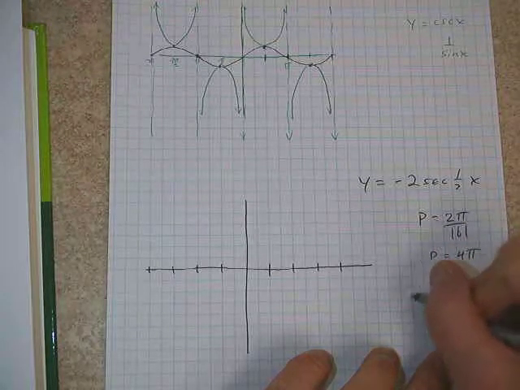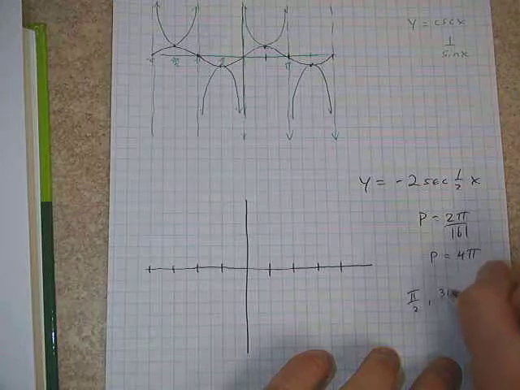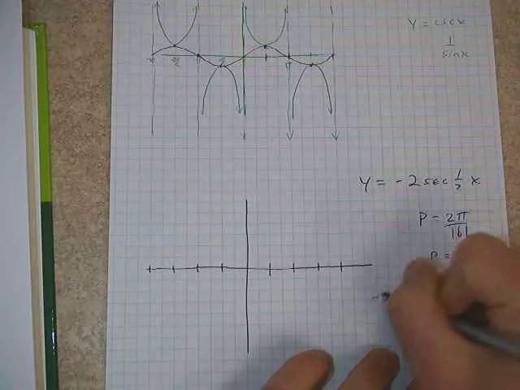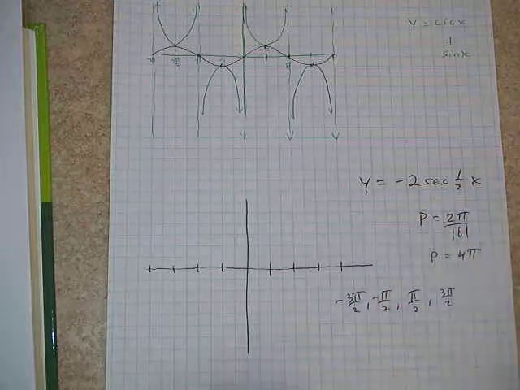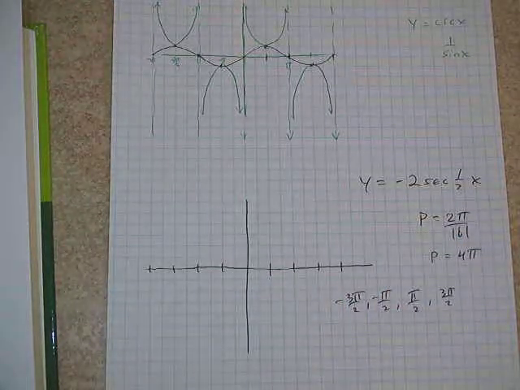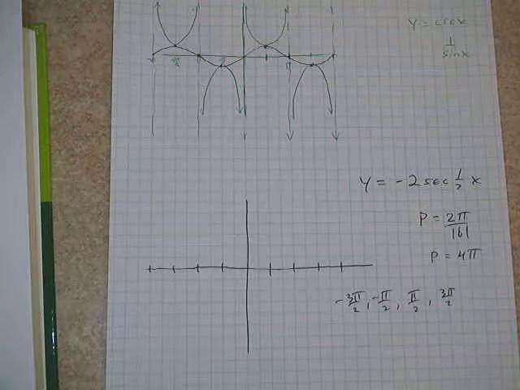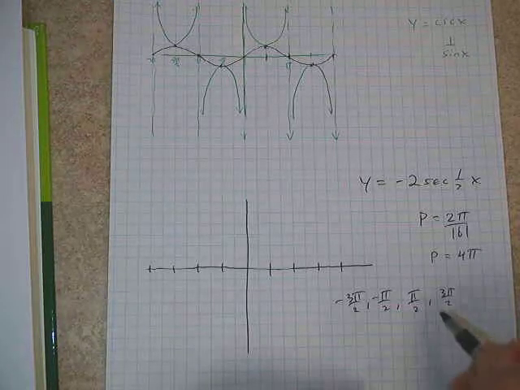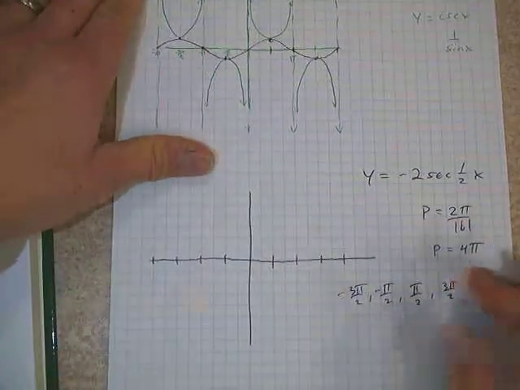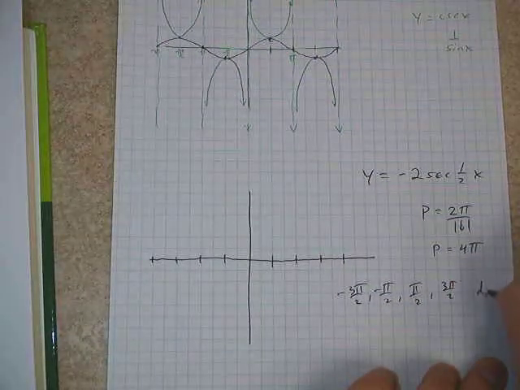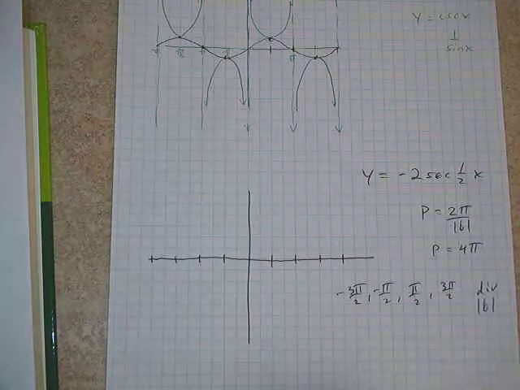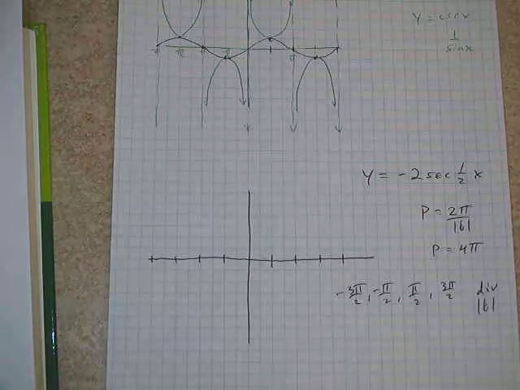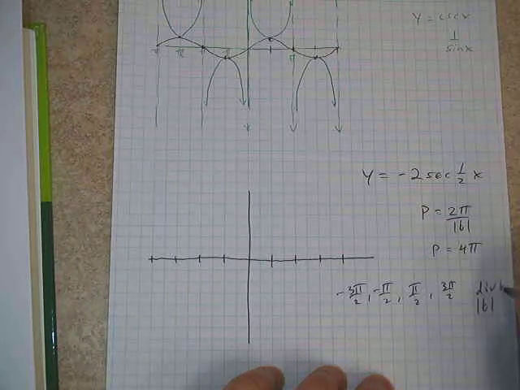So what I'm going to do is make a list of the asymptotes of the normal secant function, and keep in mind that cosine's on the bottom. So cosine is equal to 0 at pi over 2, 3 pi over 2, negative pi over 2, and negative 3 pi over 2. My advice is to use those 4 every time to start with. So these are the original asymptotes.